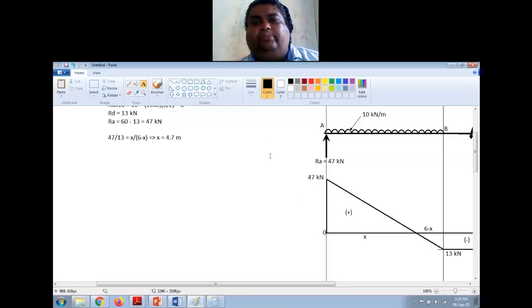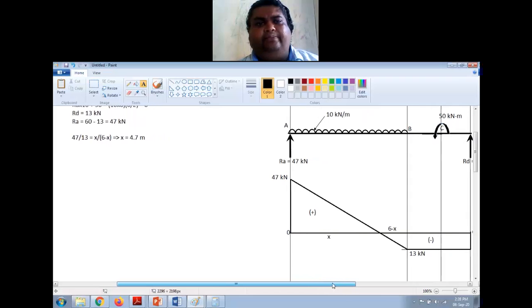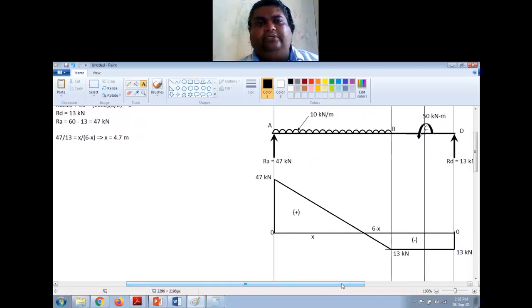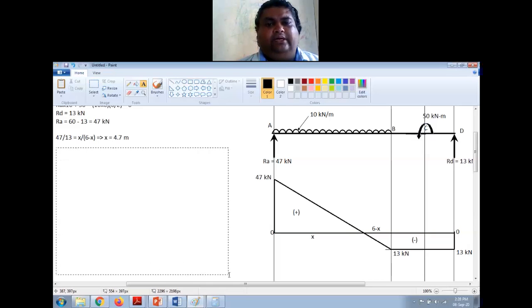I will post a PDF soon on the dashboard, which will explain how to draw the shear force diagram and how to answer in your exams. Now let us draw the BMD, bending moment diagram. For finding the bending moment diagram, I need to first calculate the bending moment at all the salient points. Okay. Now let us start.